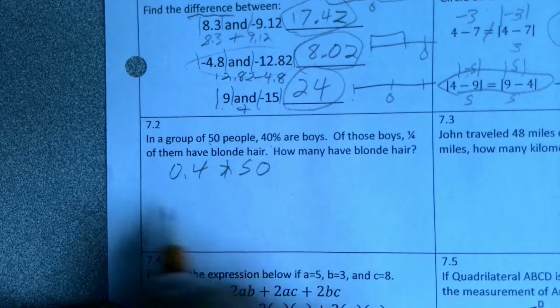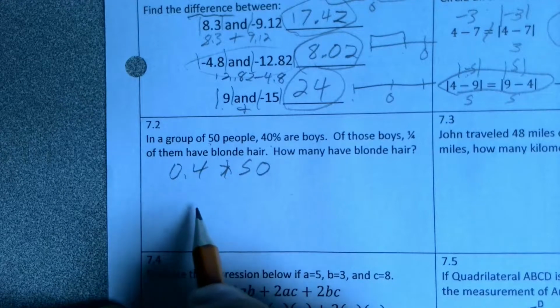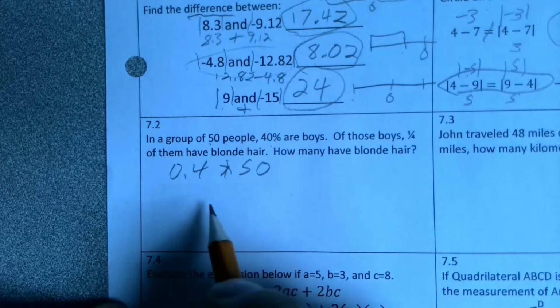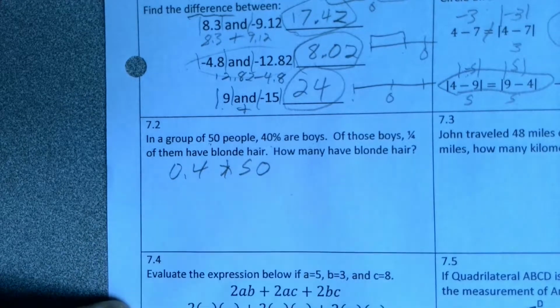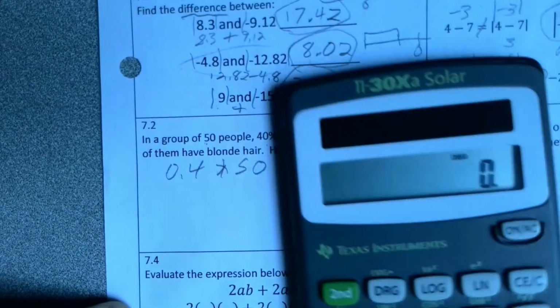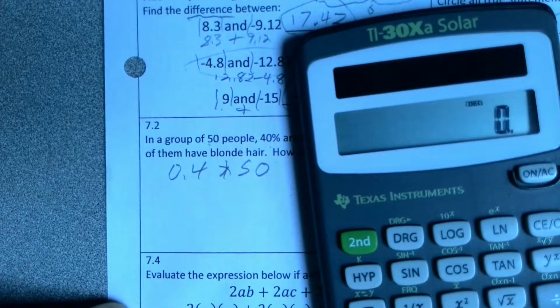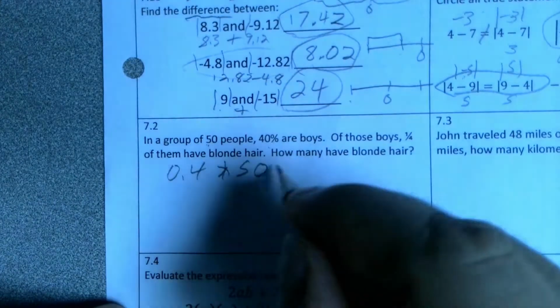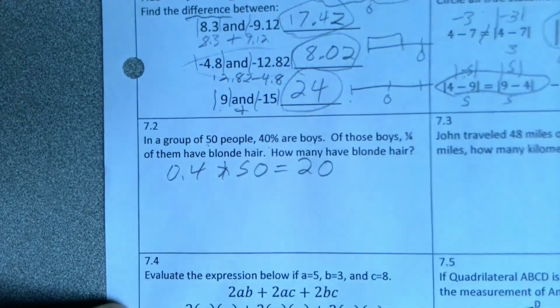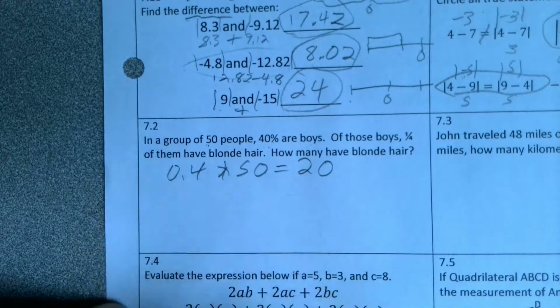40% of the boys. So that's going to end up being, oh my goodness, I am very tired and I need a calculator because I am slow today. 0.4 times 50. It's 20. I can't believe I couldn't do that in my head. I'm losing my game. All right.